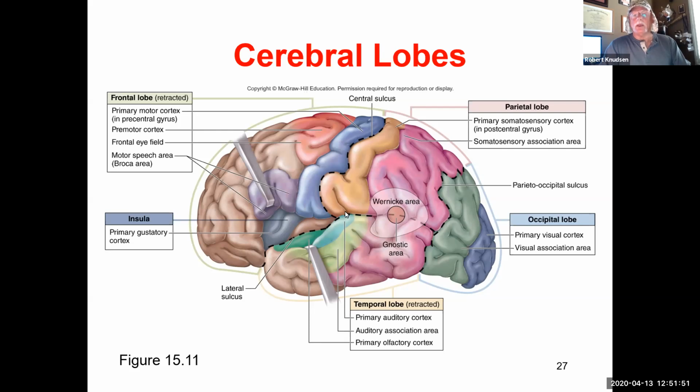There's another area right here containing the cell bodies that is motor, writing and speaking language. So you understand it here, you shift it up here and you do it. It's only on the left side.